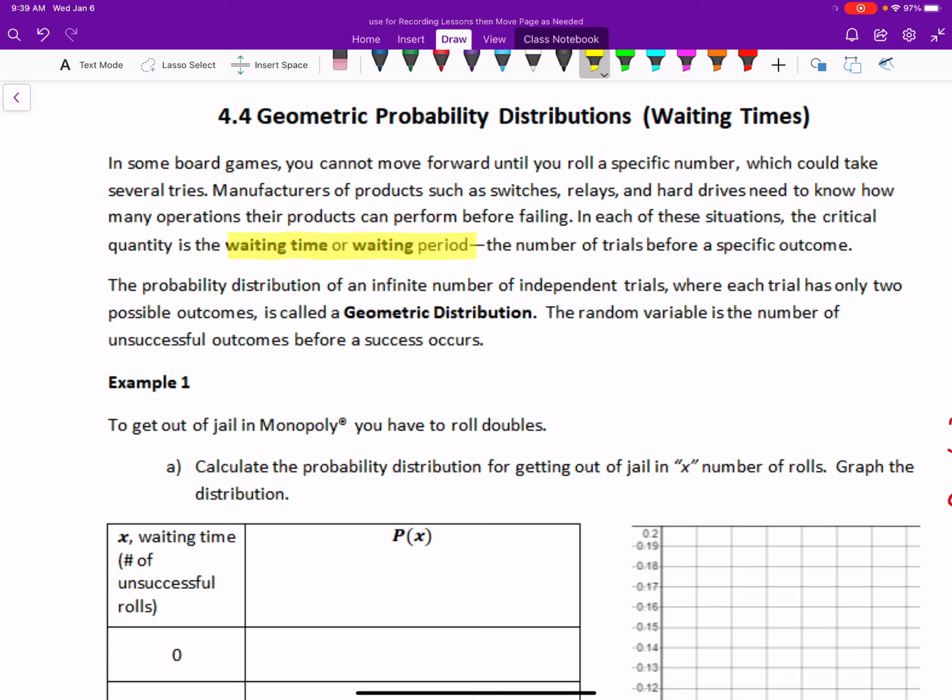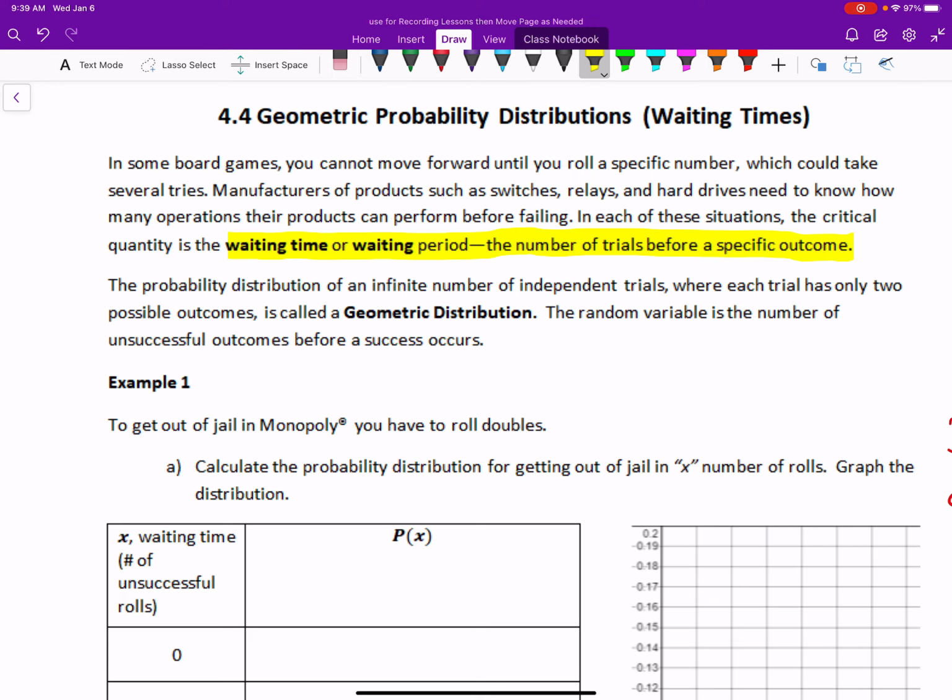So just wrap your head around that for a second. In terms of the game, how many times do you have to roll before you get your doubles or whatever that number is before you're allowed to move? In terms of the production company, how many days or months or years go by before your switch fails or your battery dies? How many times can you start the car before your battery dies? So it's the wait time. Wait time is the number of times something can occur before it changes, all right?